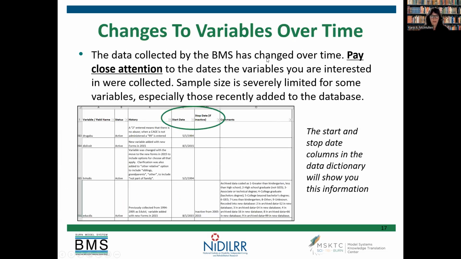There is also information in the data dictionary about the start date and stop date of variables. Like I mentioned, there have been changes to the database over time. So it's important to pay attention to the dates that the variables were collected. Some items we have have been collected since 1994, but others were collected for only a very brief time period and would have a pretty low N if you wanted to analyze the data. So that's another really important point to pay attention to when you're looking at the data dictionary.